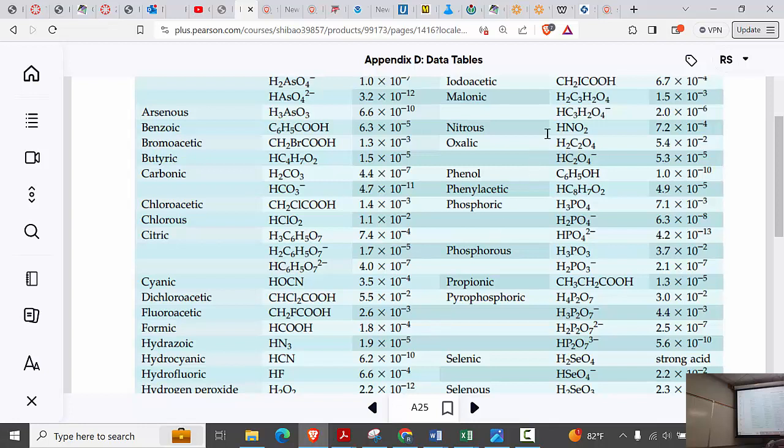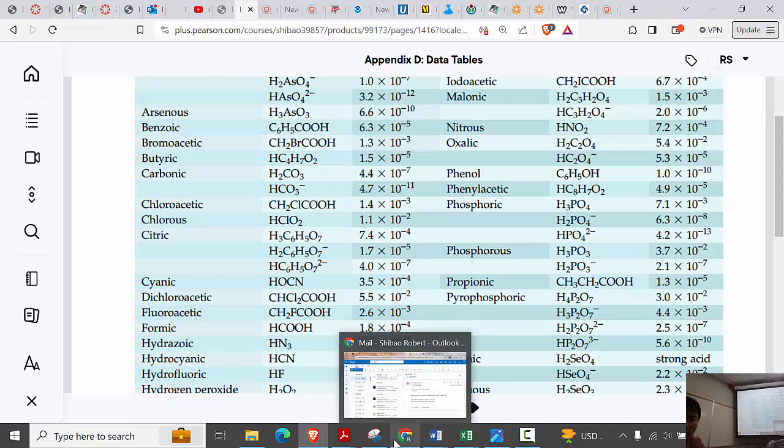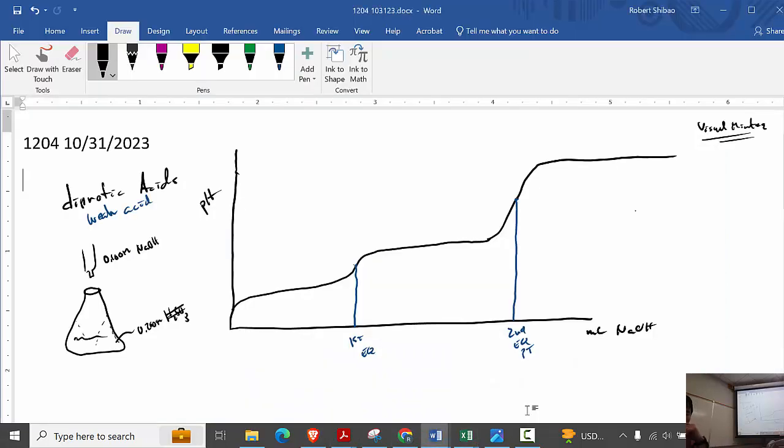What should we do? I guess oxalic then. It's simple enough. So oxalic is 10 to the minus 2. 10 to the minus 2 is pretty decent. And then 10 to the minus 5. So 5.4 times 10 to the minus 2. So we're going to do oxalic acid here, H2C2O4, and we're going to do 0.200 molar.